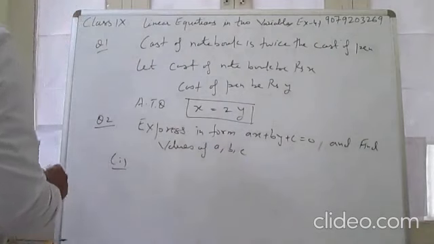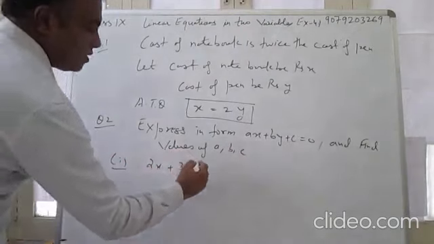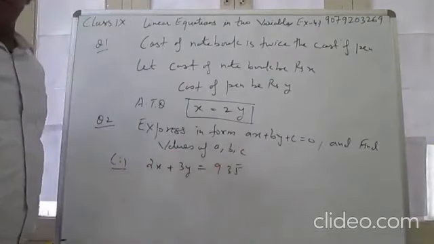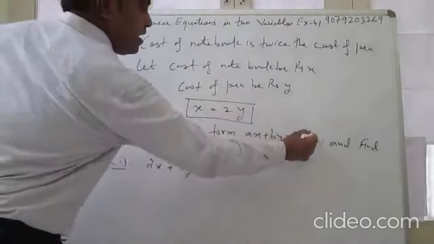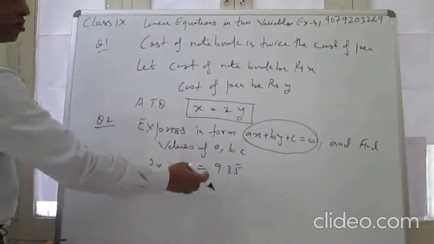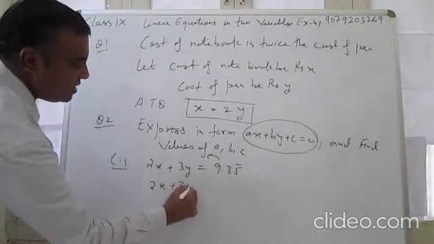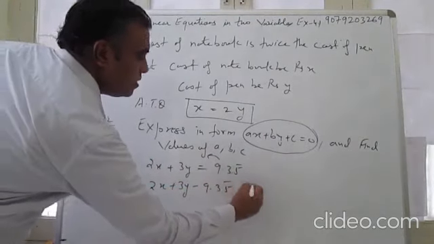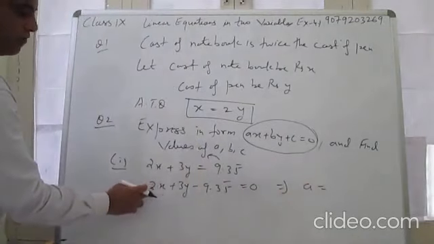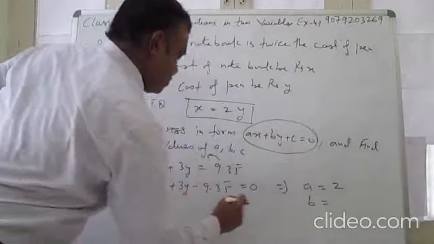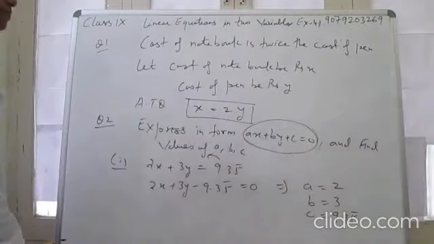First part: 2x plus 3y is equal to 9.35 bar. To convert into the form ax plus by plus c, the right side must be 0, so turn 9.35 bar to this side. This is the standard form of a linear equation in two variables. Now a, the coefficient of x, is 2, b, the coefficient of y, is 3, and c, the constant term, is minus 9.35 bar.